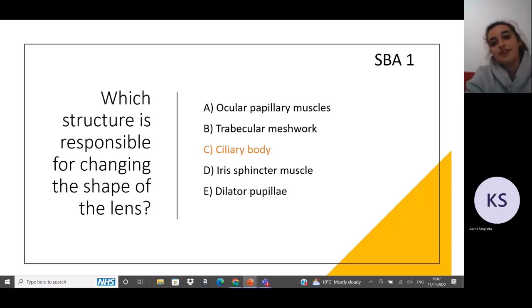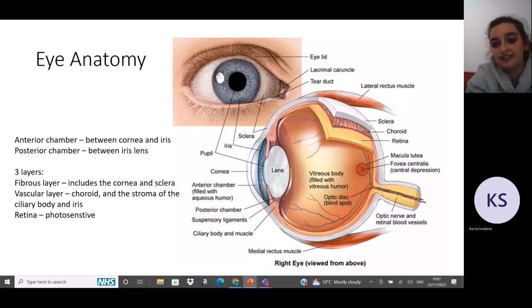So just to run through a little bit of eye anatomy, it's one you just have to sit and learn yourself, like with all anatomy. The anterior chamber is the area between the cornea and the iris, and the posterior chamber is between the iris and the lens. That's one they might ask you questions on. And then there are 3 layers of the eye. You've got the fibrous layer on the outside, and that includes the cornea at the front and then the sclera. You've got the avascular layer, which is your choroid, and also includes the stroma of the ciliary body and the iris.